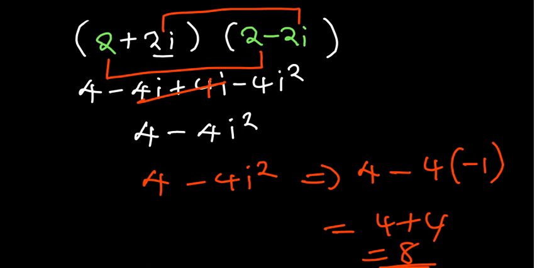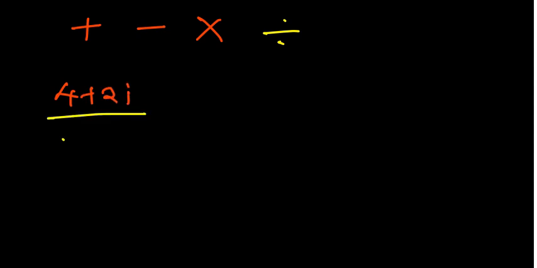How many things have we learned so far? We've learned addition, subtraction, and multiplication. Now, one more thing, the last thing we're going to talk about tonight is division. If I gave you 4 plus 2i, and then we are dividing by 2 plus i, how do you divide? It looks complex. How do you do it?